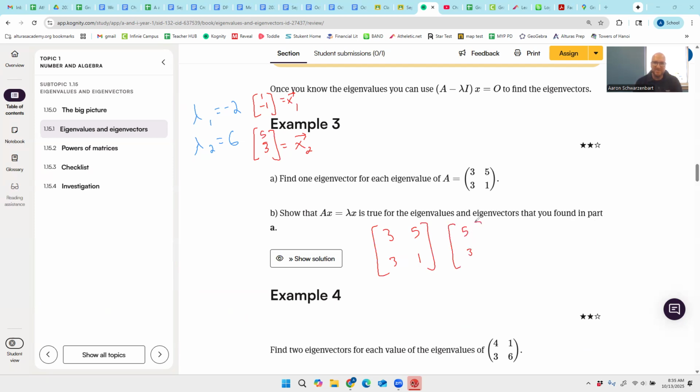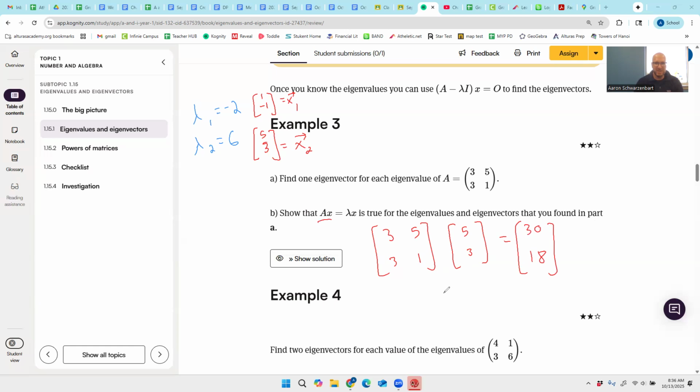I have 3. Thank you. So now I'm going to multiply and get 15 plus 15 is 30. 3 times 5 is 15 plus 3 times 1 is 18. So I just did the Ax side.